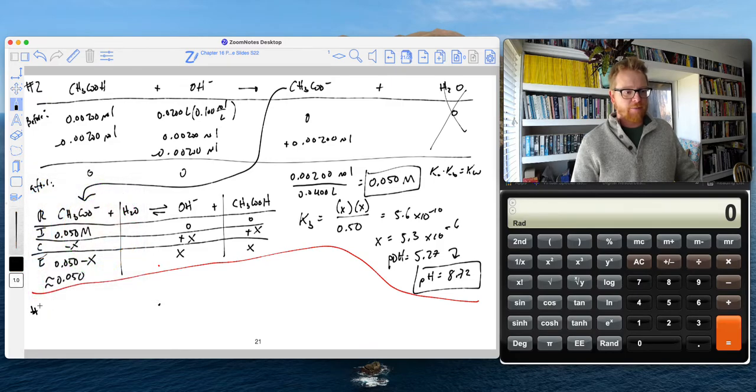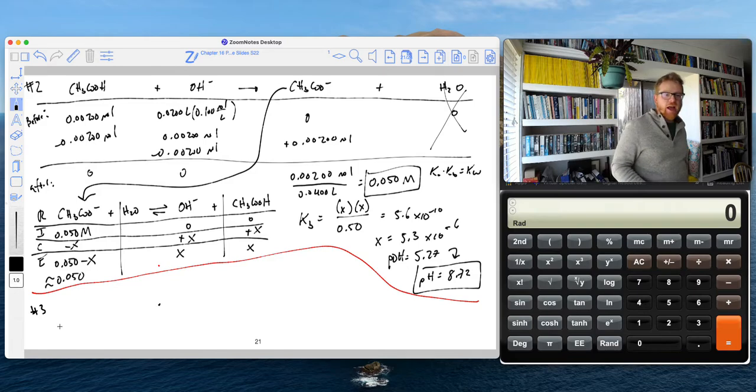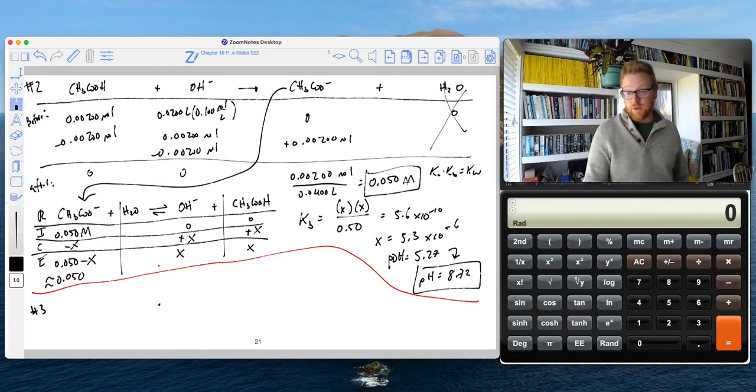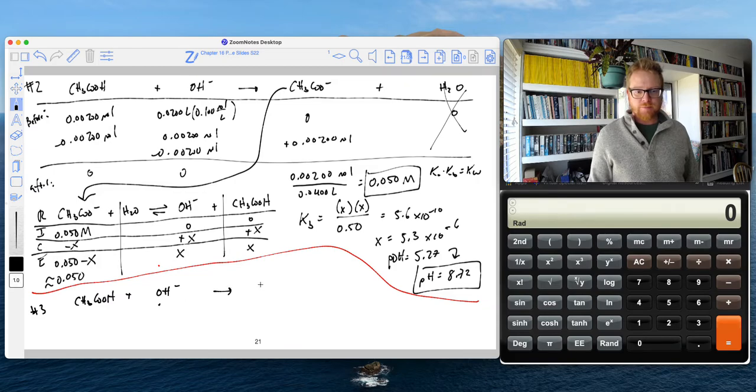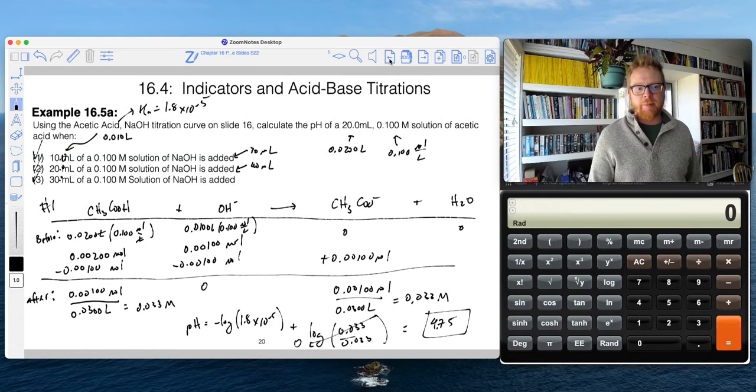number 3. And we're going to start this third calculation off in the same way that we did it before, with the before and after. So that's going to be my acetic acid plus my hydroxide goes on to make acetate plus water. So here now, once again, we're starting with the same number of moles of acetic acid. I'm going to take a little bit of a shortcut, okay? So we're doing this problem 3, 30 mils.